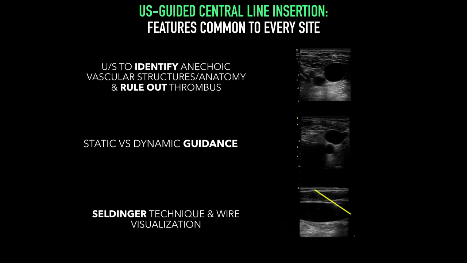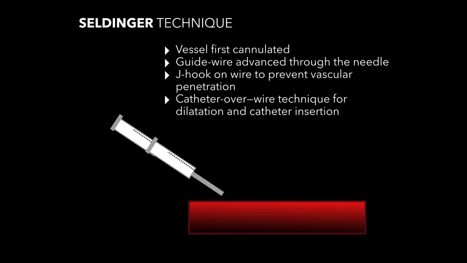To review briefly, the Seldinger technique is a method to cannulate hollow viscera or vascular structures. In this case, it'll be the internal jugular vein. First, the vessel is cannulated with the needle. After a successful aspiration of venous blood, a guide wire is advanced through the needle. This has a noticeable J-hook on the end to prevent vascular penetration. Once the wire is advanced to a suitable depth, the needle is then removed with the wire left in place.